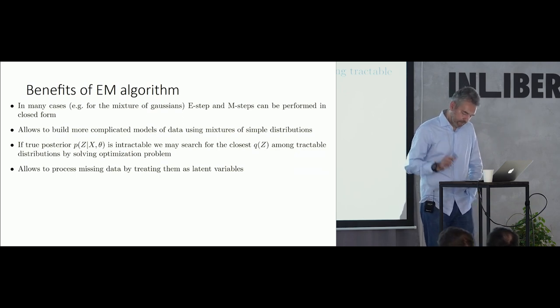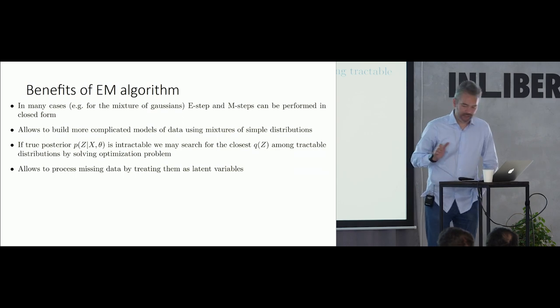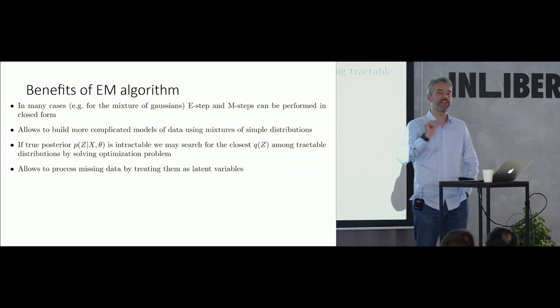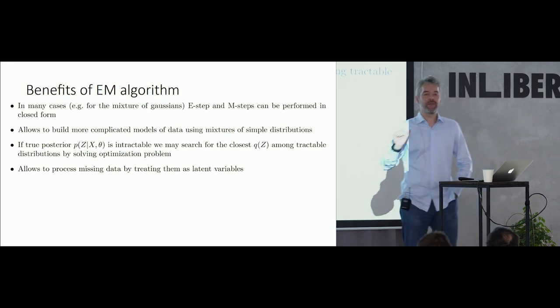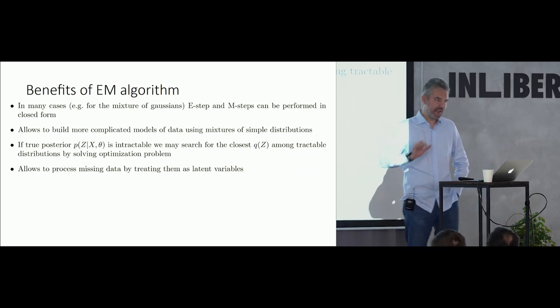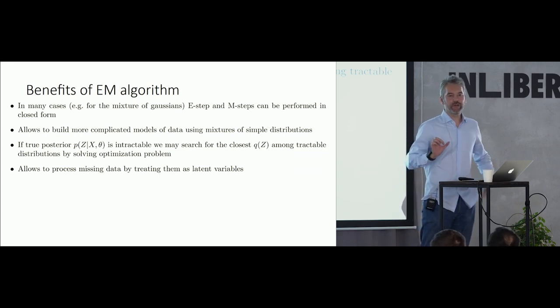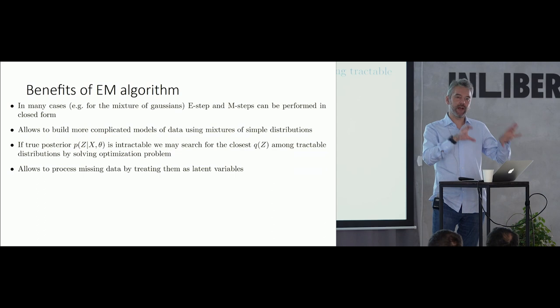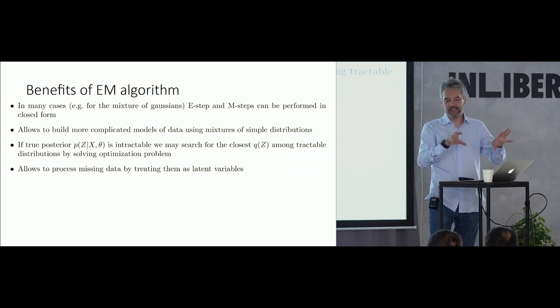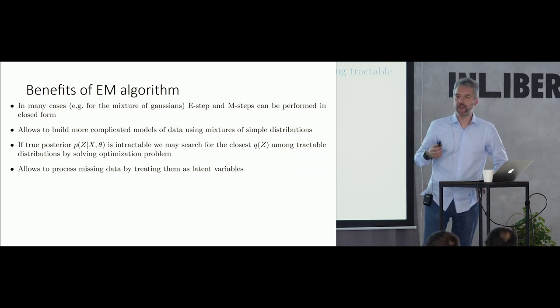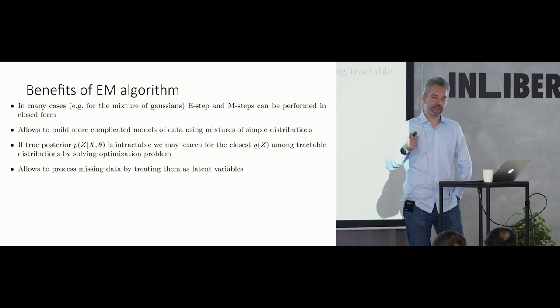And in many cases, it appears that even if the model of observed data is too complicated, by introducing additional latent variables, we simplify the model. So we may introduce enough latent variables until our joint distribution of observed and latent variables becomes very simple. For example, it becomes from the exponential family of distributions, which is known to be simple, and where the maximum likelihood estimation can be done in a very efficient manner.